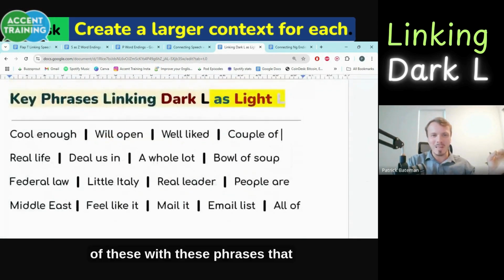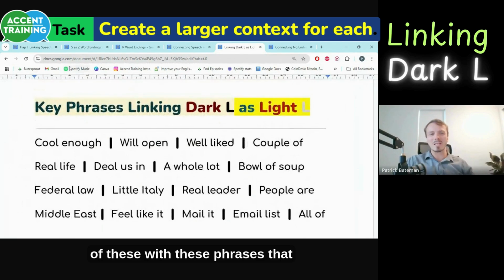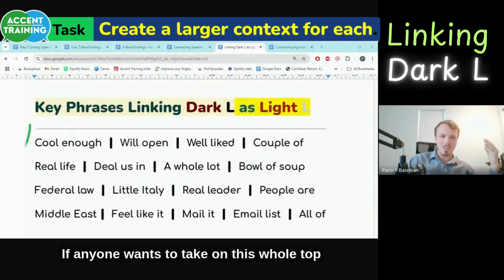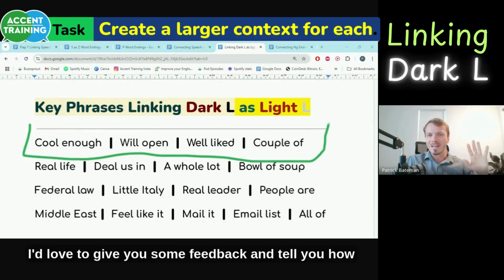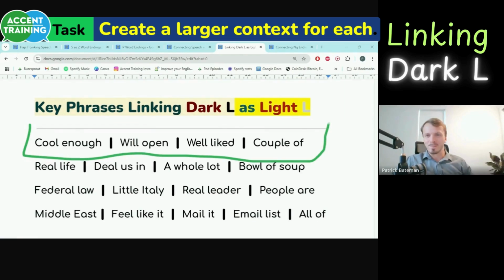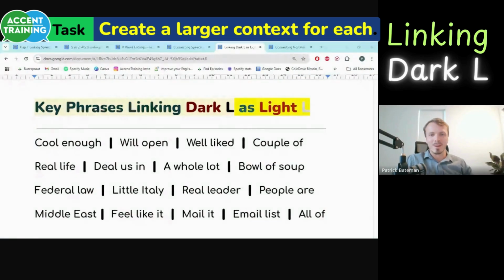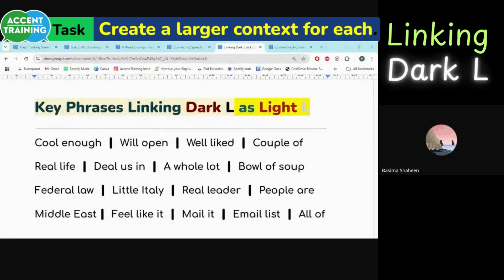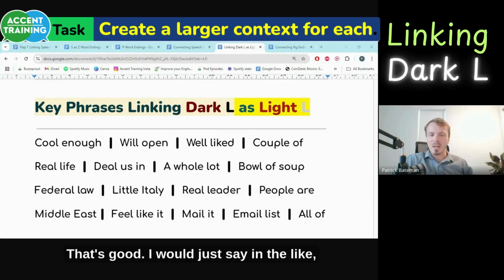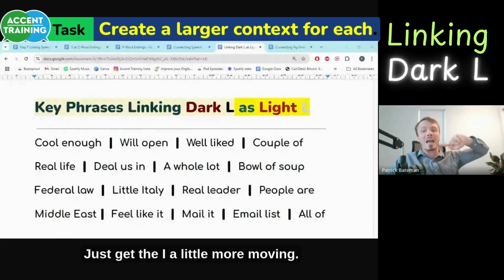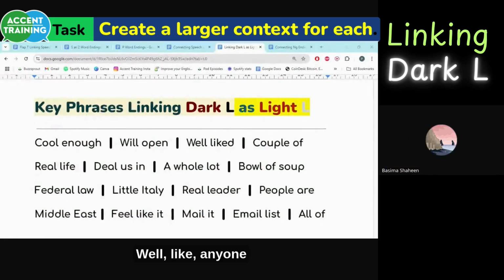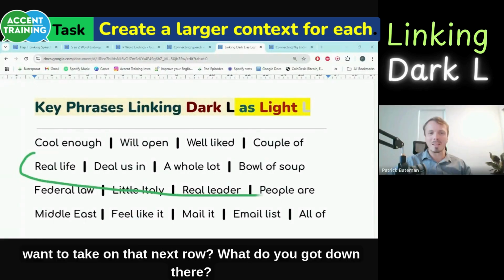Let's explore some of these with these phrases that we got in front of us here. If anyone wants to take on this whole top row, I'd love to give you some feedback and tell you how it sounds. Cool enough. We'll open. We'll like. Couple of. That's good. I would just say in the like, the L was good. Just get the I a little more moving. Well, like.